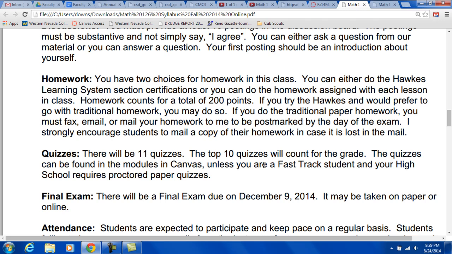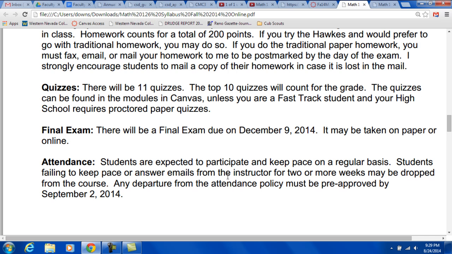There'll be 11 quizzes. The top 10 quizzes will count for the grade. The quizzes can be found in the modules in Canvas, unless you're a fast-track student and your high school requires proctored paper exams. And that is, again, the case with at least one school. They will be giving the students paper quizzes.